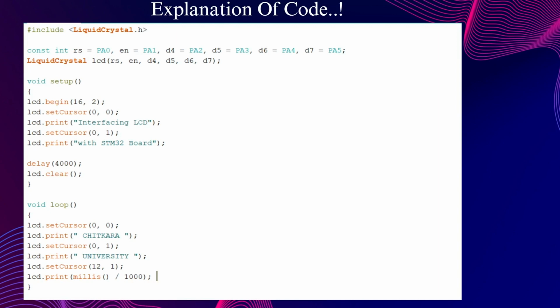The lcd.print command is used to print the required data on the LCD. Then a delay command is used to set the time of execution of the code. The lcd.clear command will clear the LCD screen. Now in the loop function, the code is executed repeatedly. The code continuously updates the LCD with the string Chitkara in the first line and University in the second line, along with the time in seconds since the code started executing, using the lcd.print function.